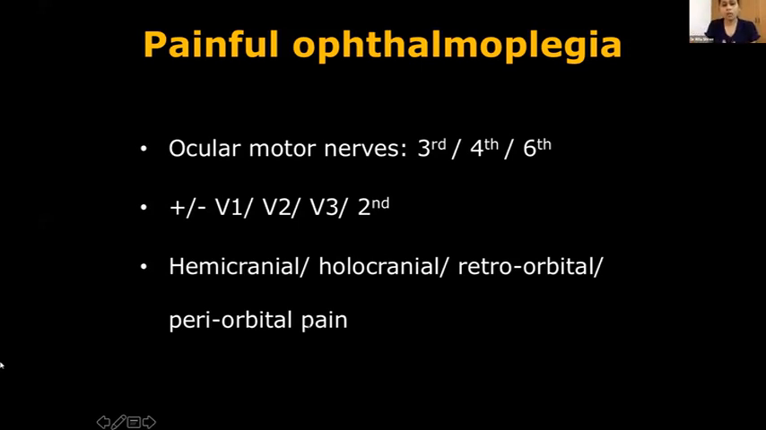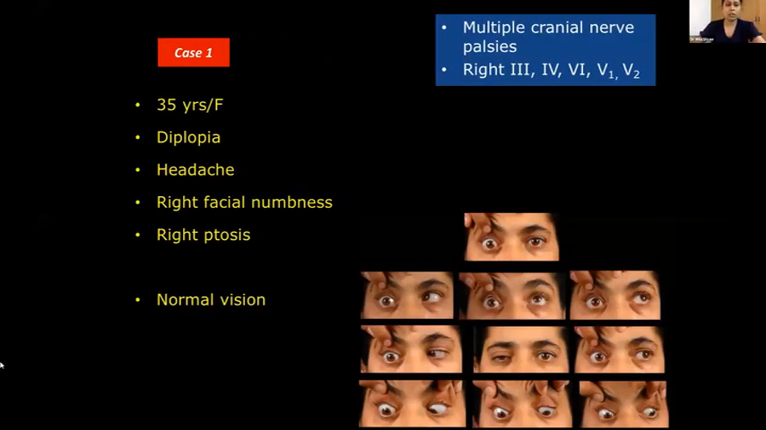So, how should we localize the lesion in the patients of painful ophthalmoplegia? We are going to learn that in the next 25 to 30 minutes. So before going to the localization, to the neuroanatomy of ophthalmoplegia, let's begin with some cases.